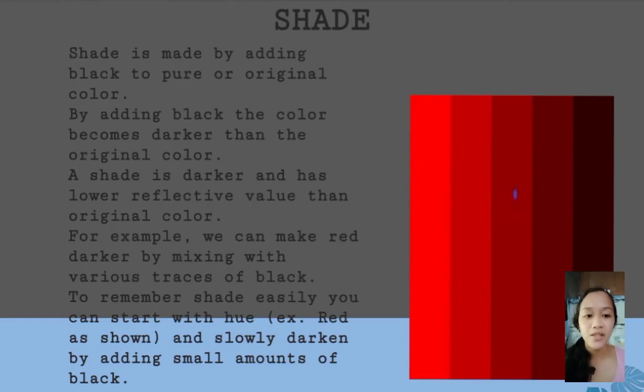Shade. Shade is made by adding black to a pure or original color. By adding black, the color becomes darker than the original color. A shade is darker and has a lower reflected value than the original color. For example, we can make red darker by mixing in traces of black. To remember shade easily, you can start with the hue. So say, for example, red is shown and slowly darkened by adding small amounts of black.